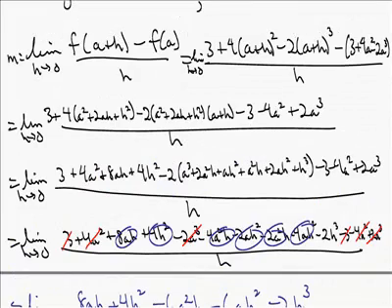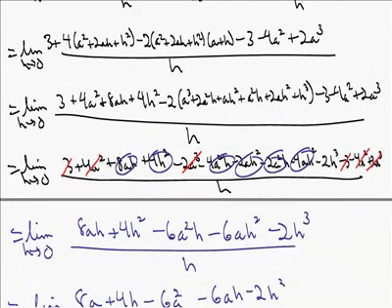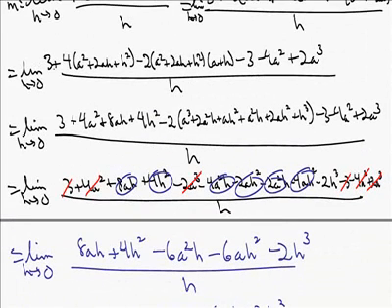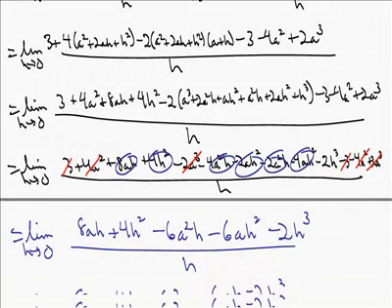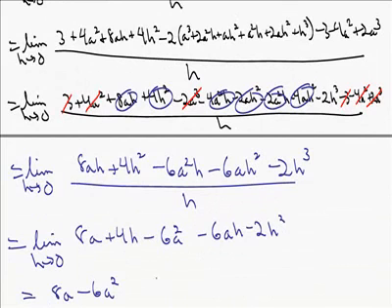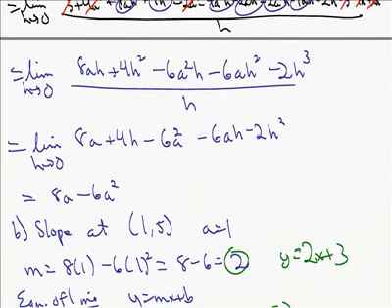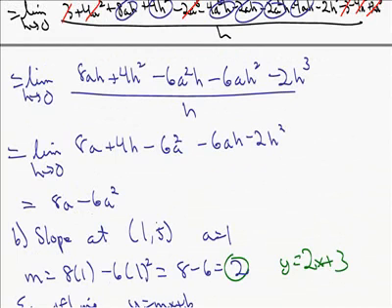We had this big mess that we went through, but notice what happened. Everything that didn't have an h in it, like the 3, the 4a squared, the 2a cubed, those all canceled each other out. And we were left only with terms that had at least one h involved. And so that means when we divide each of those terms by h, we were able to get rid of the h in the denominator, and then we could go ahead and plug 0 in for h to get the equation that'll give us the slope of the line tangent at any point on our function where x is equal to a.